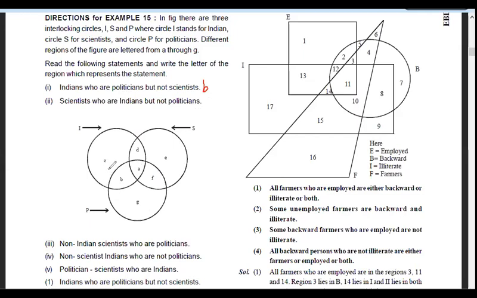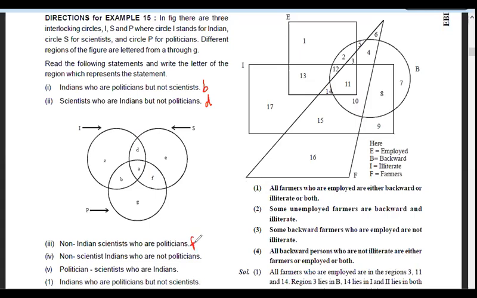Yes, scientists who are Indian but not politician. D, very good. Abhilash, Ananya, Shreya, very good. Navya, Sanjana, very good. What about the third one? Non-Indian scientists who are politician. Very good, everyone. F. Right?